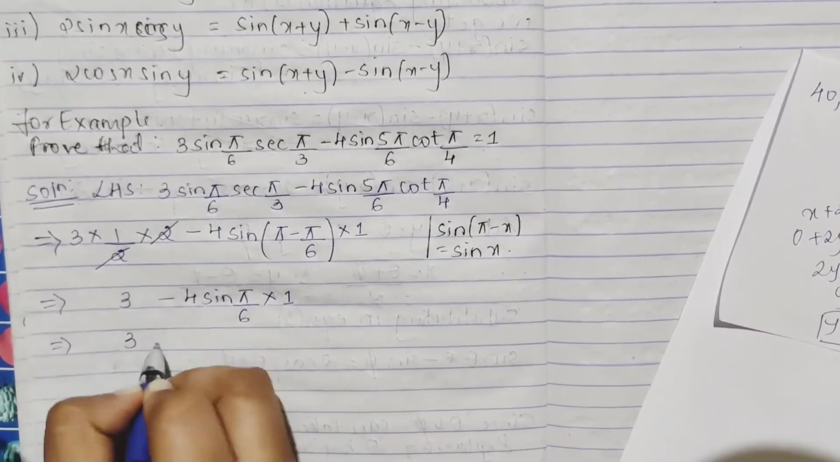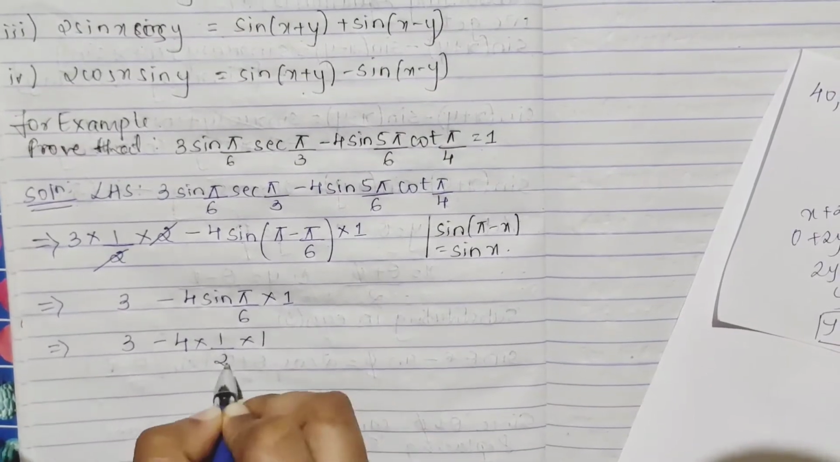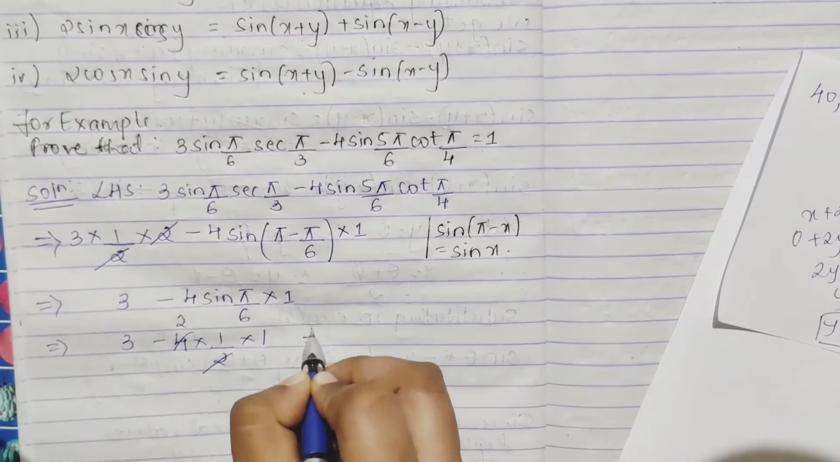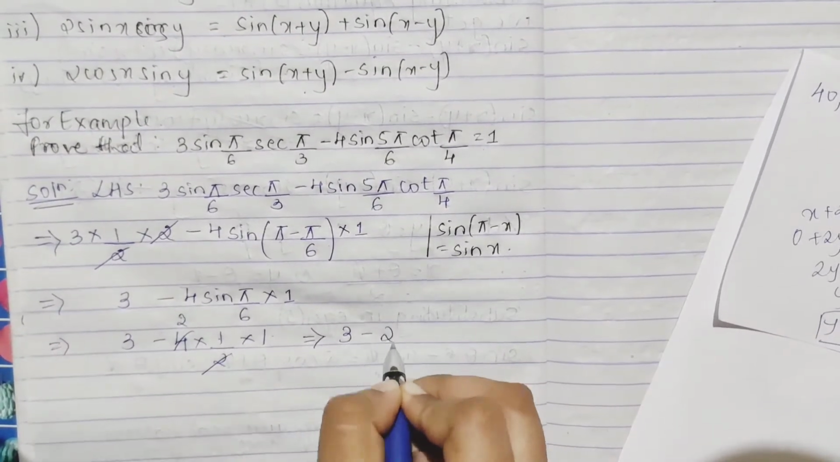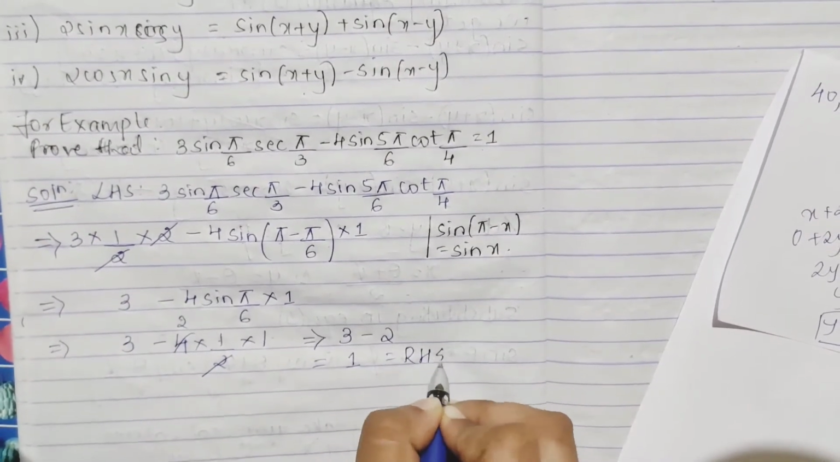So what you get? 3 minus 4 sin pi by 6, which is 1 by 2. This is 1. So the 2 twos cancel. So finally you get 3 minus 2 into 1 is 2. So 3 minus 2, you are getting what? 1, which is equal to our RHS.